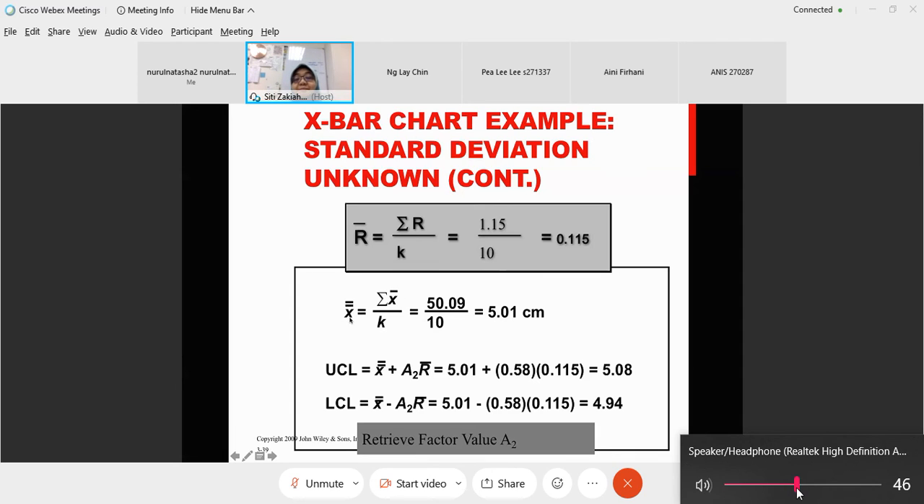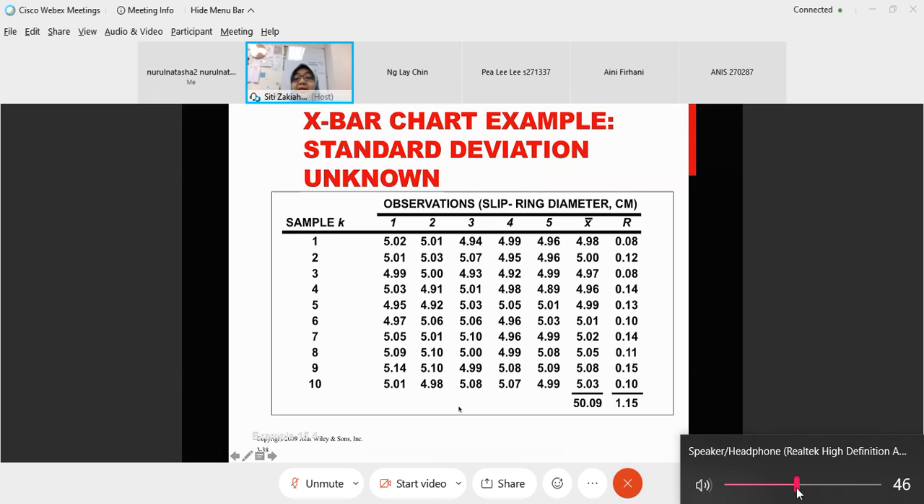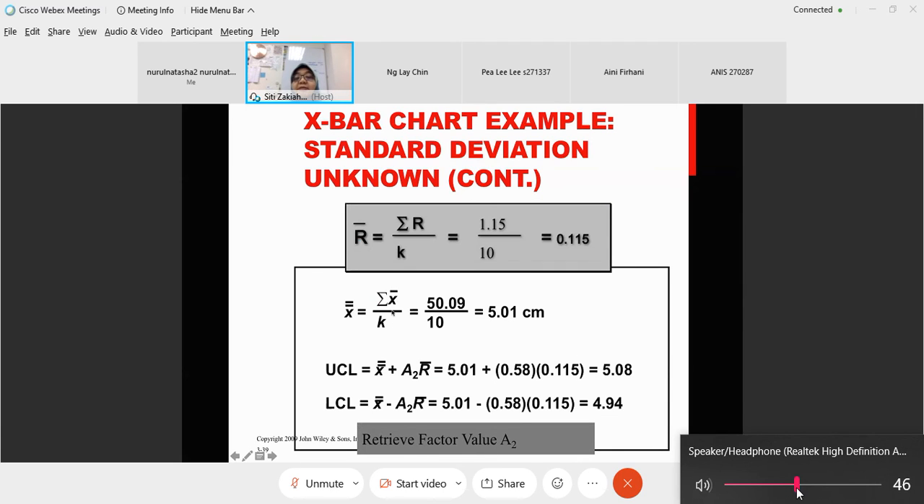Then we look at X bar. Sorry, X double bar. X double bar is equals to summation of X bar over K. Summation of X bar is 50.09. Remember, this is the whole thing, the whole 5 occurrence, and then they take the average. So this is X bar. And then to get X double bar, X double bar over K, that means X double bar is 5.01 cm. Okay? Right?